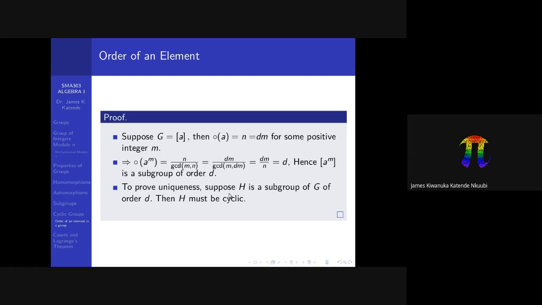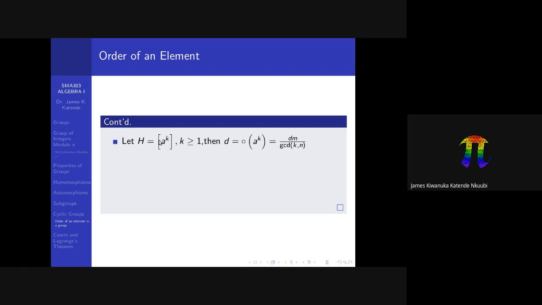So to prove uniqueness, let's pick any other subgroup of G of order D. Because G is cyclic, any of its subgroups will always be cyclic. We proved this before. We proved that any subgroup of a cyclic group must be a cyclic subgroup. So if you pick any subgroup, it turns out to be cyclic, and therefore it must be generated by some element in G.